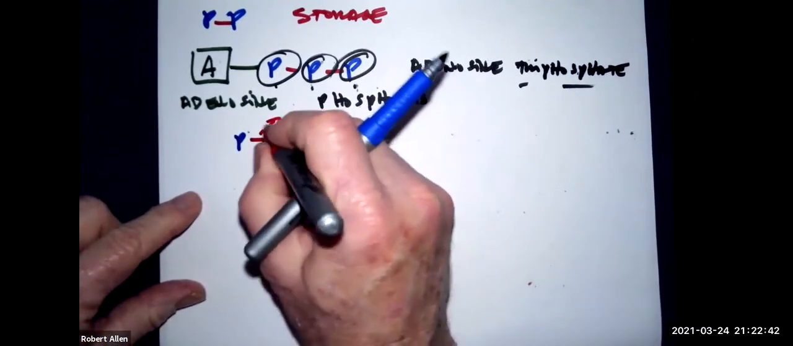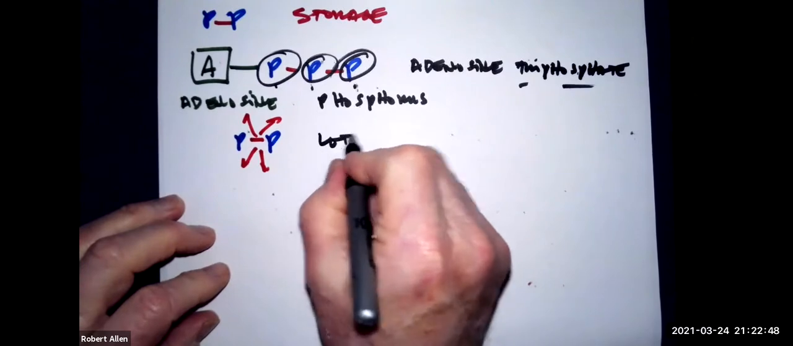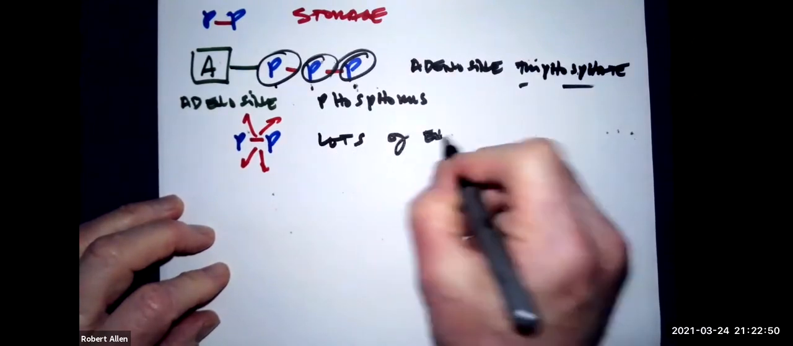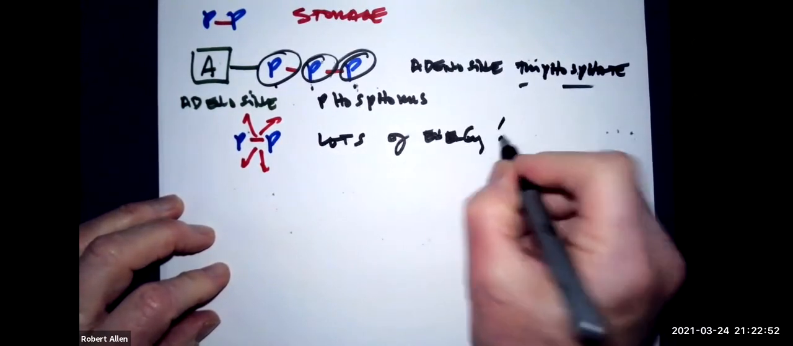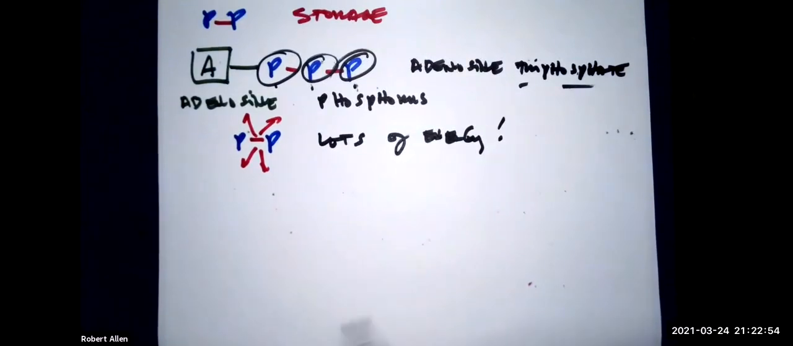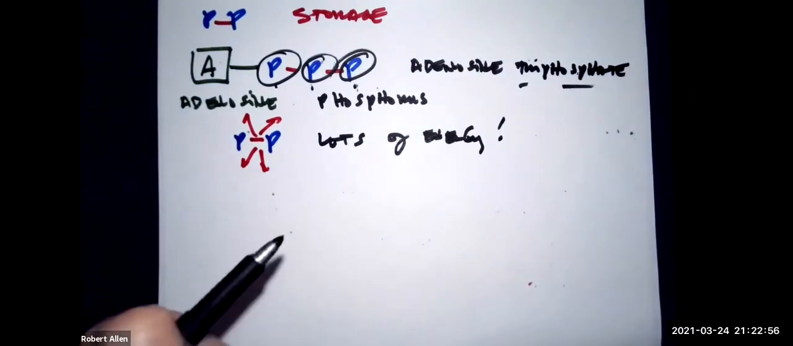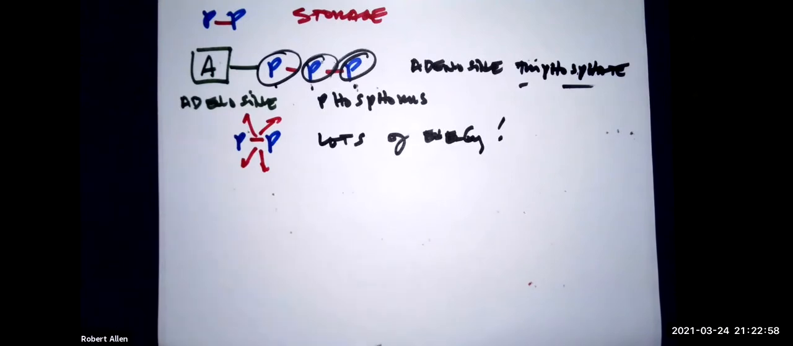All right. So here we go. We're going to take our phosphorus to phosphorus here. We're going to break that bond and it's going to release lots of energy. All right. Let's remember that. Lots of energy. There we go. Okay. What's going to happen there?